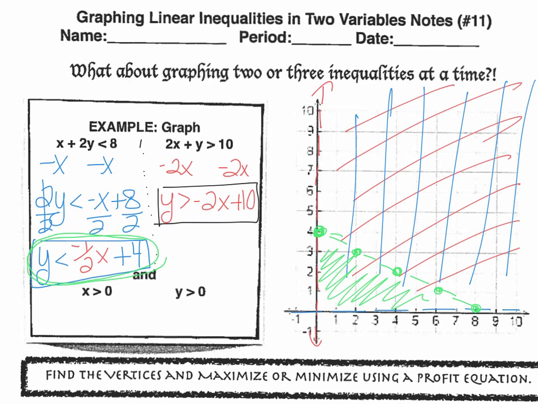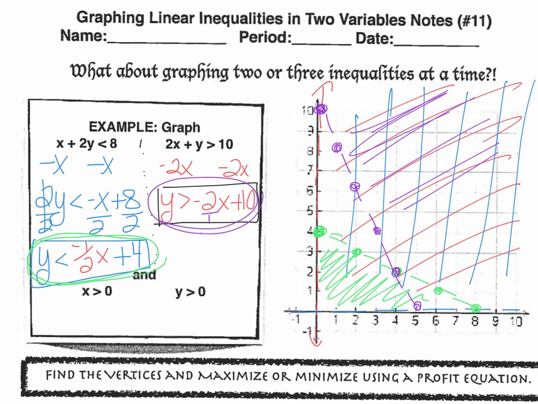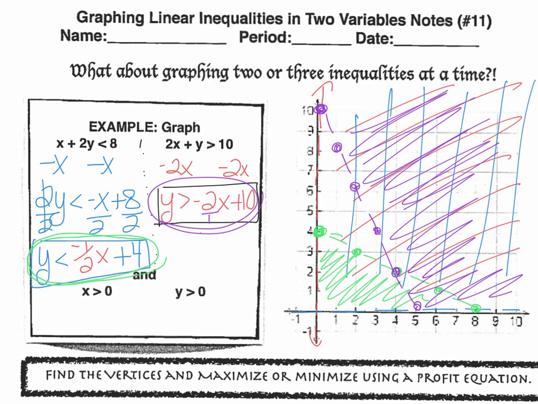Alright, and then let's try this last line, we'll do in purple. So I'll start at positive 10, and here negative 2 is negative 2 over 1, so I'm going down 2 to the right 1, down 2 to the right 1, down 2 to the right 1, down 2 to the right 1, down 2 to the right 1. Again, we have our dashed line, and this time we have a greater than symbol, so I'm shading everything that is greater than that purple line.